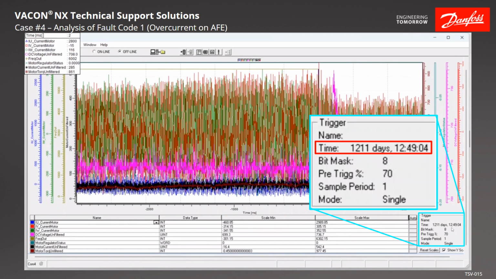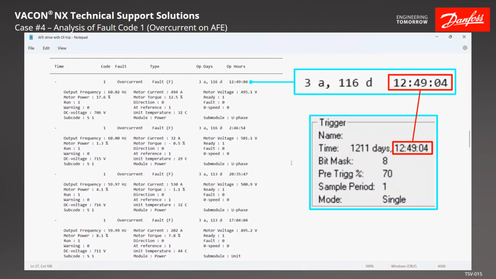A lot of times the easiest way to look at that is to look at this time right here, the 12:49:04, and look for that time in the service file. So when we're looking for that 12:49:04, we'd say, yeah, it's this fault right here that our data logger triggered on.